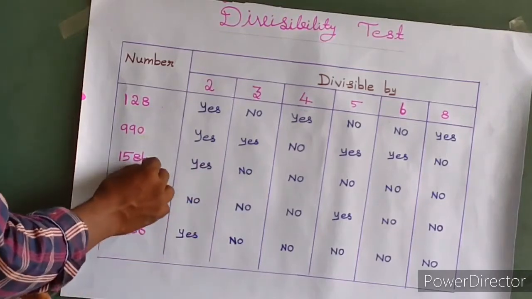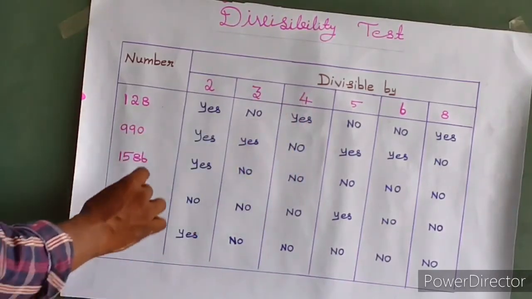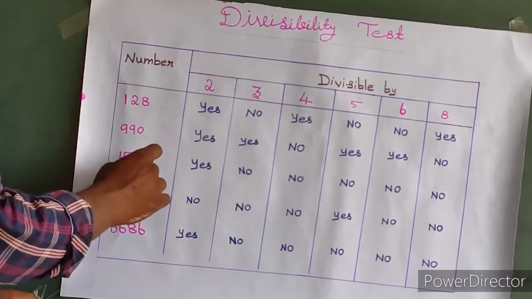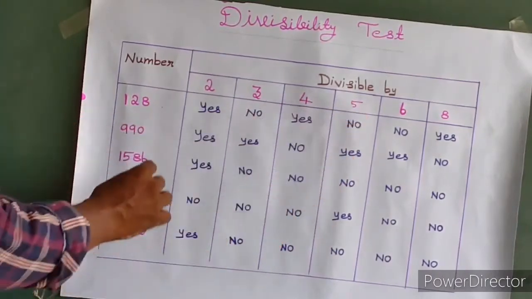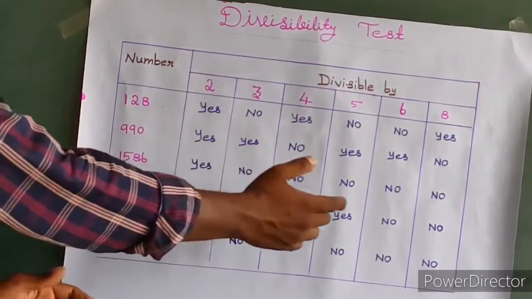And the last two digits are 86. 86 is not divisible by 4, because 84 is divisible by 4. So this number 86 is not divisible by 4. So this is right, no. For 5, the last digit ends with 6, so this is not divisible by 5.